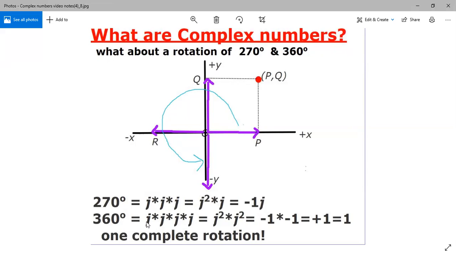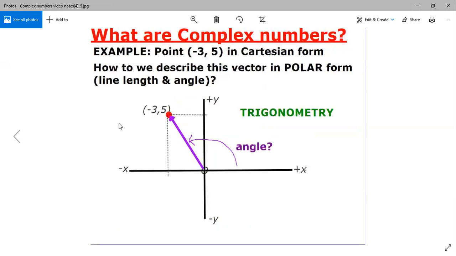Just to double check, to verify that: we've gone to position Q, J, to position R, another J, to 270 degrees, another J, back to where we started, another J, which is J squared times J squared. J squared is -1 times -1 again, which gives you +1, which makes sense because you're back to where you started. One complete rotation of that vector from O to P, round, anti-clockwise, back to the start again. Anti-clockwise is a positive direction of rotation.